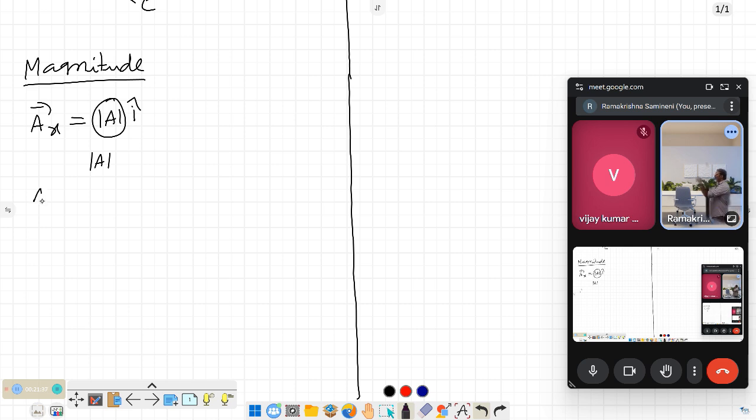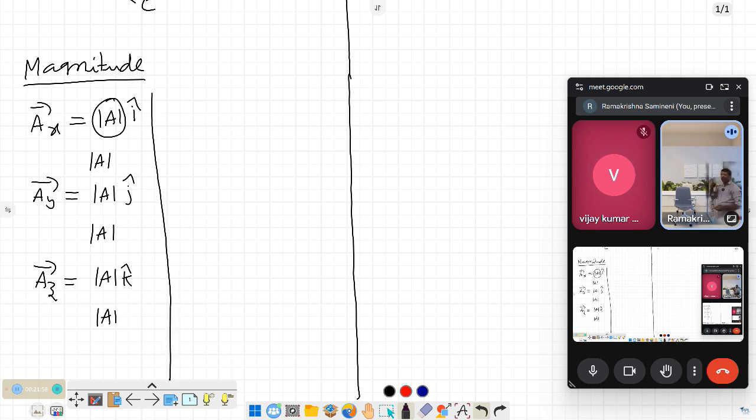Similarly, if Ay is the vector, what is the magnitude? In that case, it is mod A into j cap. If Az is the vector, that is mod A into k cap, and the magnitude is mod A. So for a one-dimension vector, whether A is along the x-axis only, the y-axis only, or the z-axis only, the magnitude is mod A, mod A, mod A.